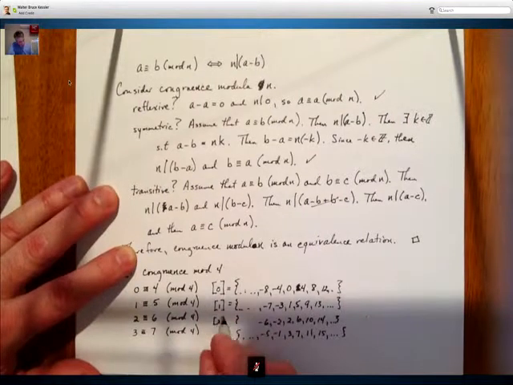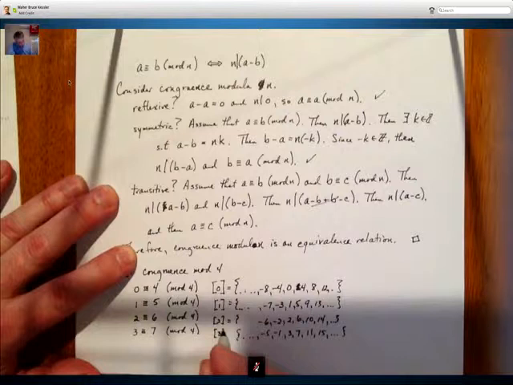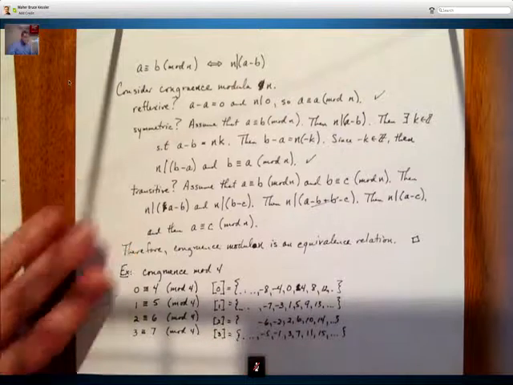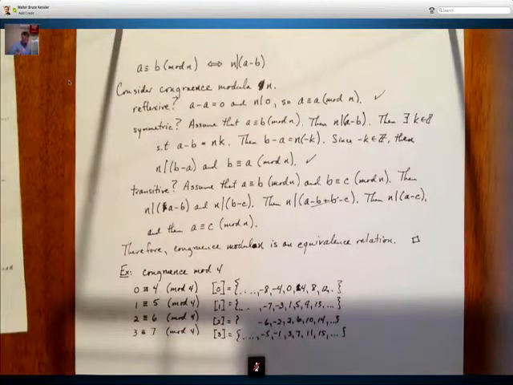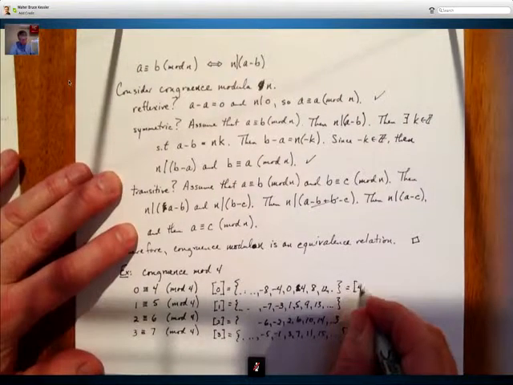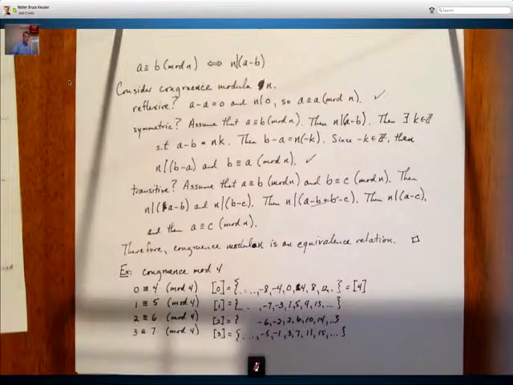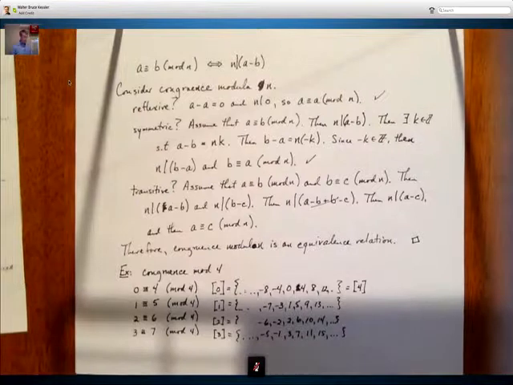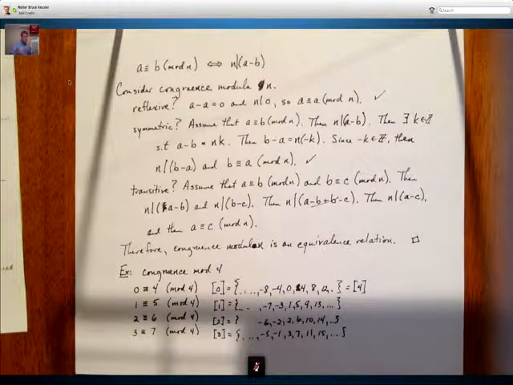So 1 and 2 and 3. And can you see that this is everything? Right? If I start thinking about 4, well, that's actually this. Right? And 5 would be this, and so on. And then that's one thing to notice.